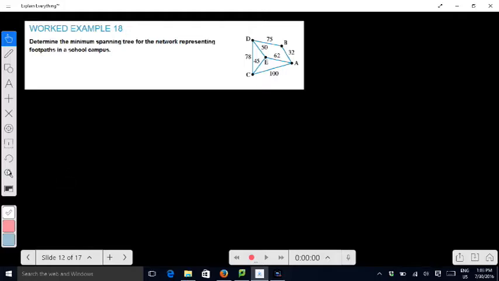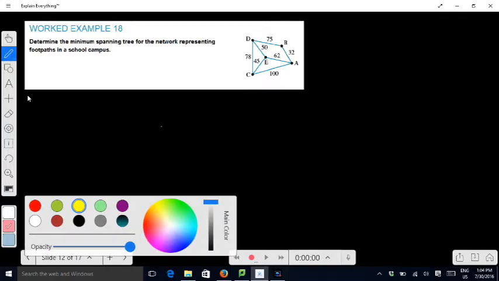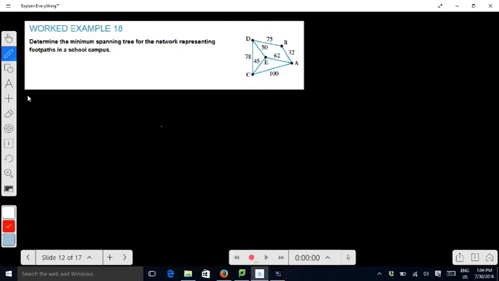So we're going to start at A. So starting from A, step 1, find the edge with the smallest distance. This can be done by listing all the edges and choosing the smallest. Well, from A, that one there is going to be the smallest edge. So we want to start there.